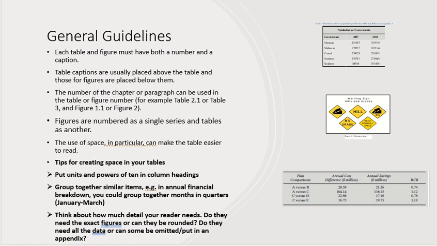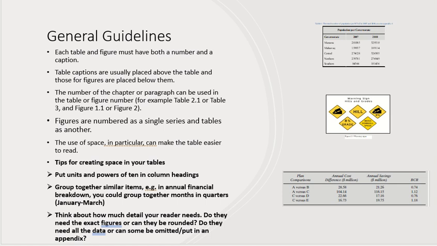Okay, group together similar items. Items which are similar, group them together when you are putting them in a table. For example, annual financial breakdown. You can group together months which are in different quarters. In finances they have figures for one quarter, half yearly, annual, something like this. Merging these together is better. It will decrease the data you are showing in the table, give you more space, and make it more readable.